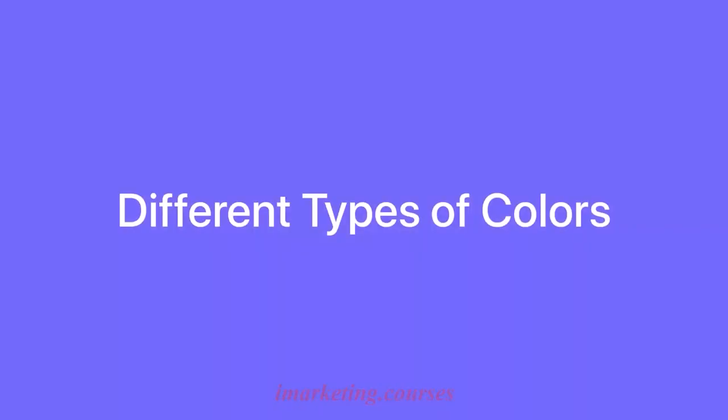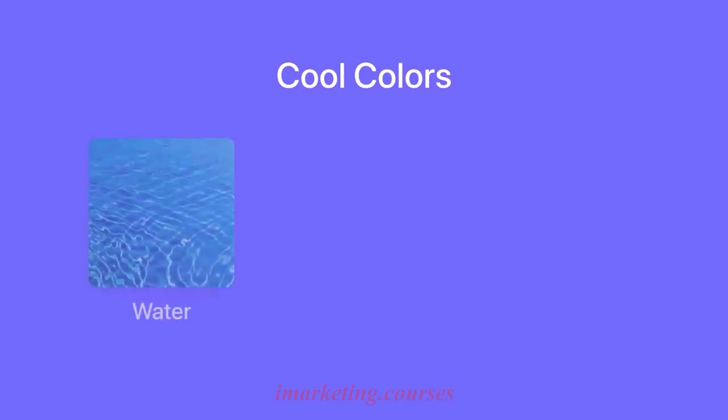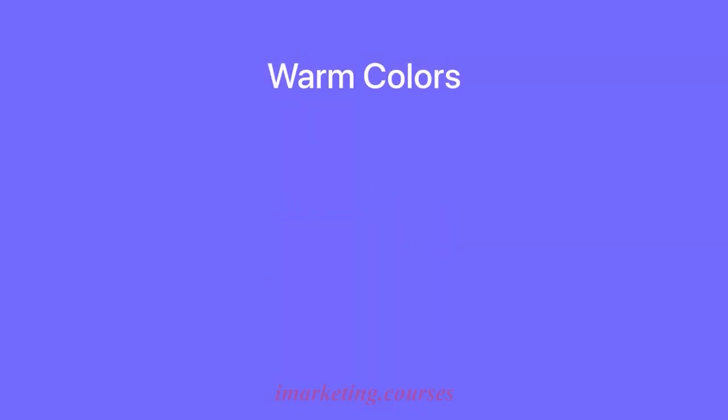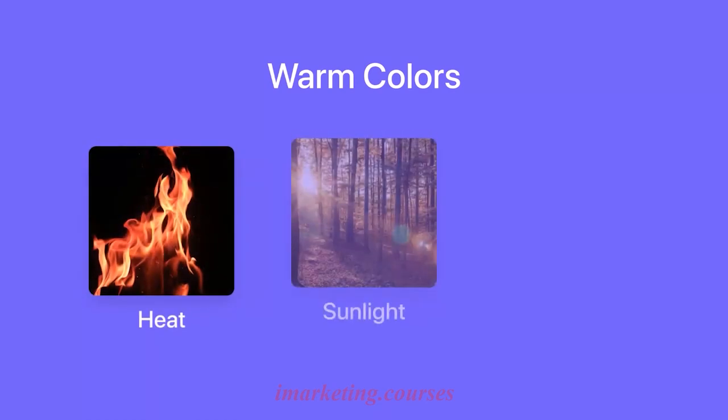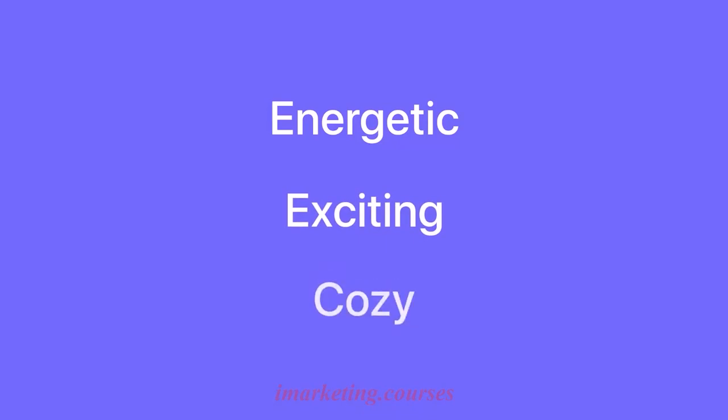As I mentioned in the previous video, we have two groups of colors: cool and warm colors. But how should we know which group is more suitable for our UI design project? Each group of colors has some characteristics that help us decide whether it's a good choice or not. For example, cool colors represent water, snow, sky, and they are calm, soothing, and refreshed. On the other hand, warm colors represent heat, sunlight, and friendliness. They are energetic, exciting, and cozy in general.